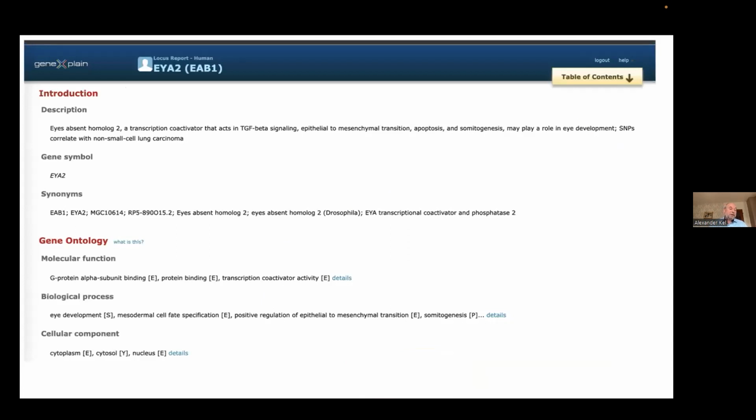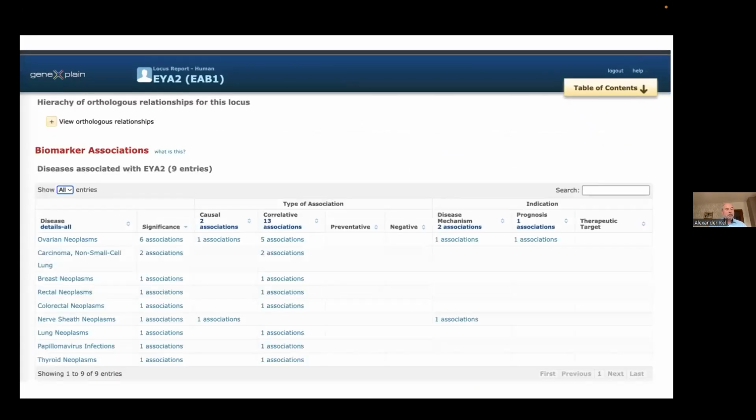And that particular gene is actually very important. It's a co-activator of the TGF-beta signaling. It's known to be involved in cancer, and it's associated with various cancers, including breast cancer, which was a special focus of the cell line we're analyzing.